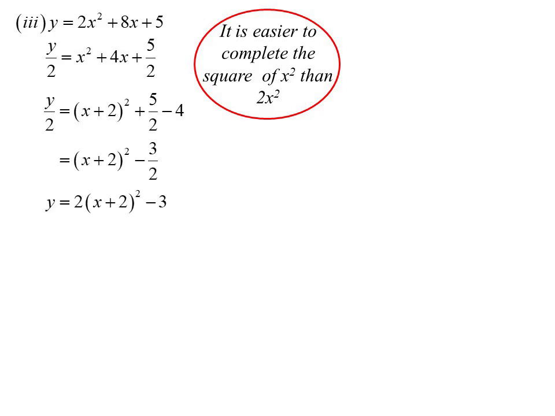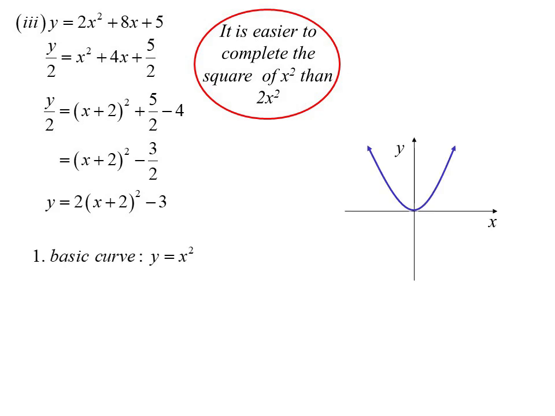So add half the coefficient of x, which in this case is 2. Square it, we get 4. Instead of adding it onto the other side, I've subtracted it from the right hand side. It's equivalent to the same thing. The other thing I have to do, because I want y equals, is multiply everything by 2. And there we have it, y equals 2 times (x plus 2) squared minus 3. So again, we're starting with our basic parabola, y equals x squared. What does the 2 do?